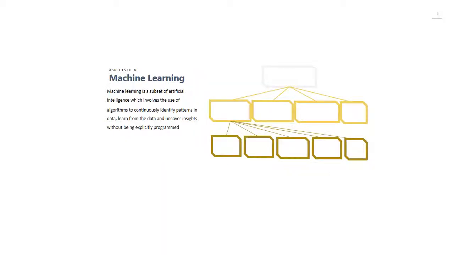Now, what is machine learning? Machine learning is a subset of artificial intelligence which involves the use of algorithms to continually identify patterns in data, learn from the data, and uncover insight without being explicitly programmed. What that means is that from data you can learn things, you can learn behavior, you can learn patterns. That is why in today's world, in the medical line, we now have machine learning that is used to read MRI, to diagnose diseases.